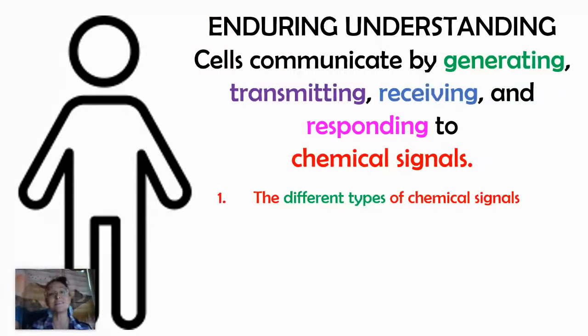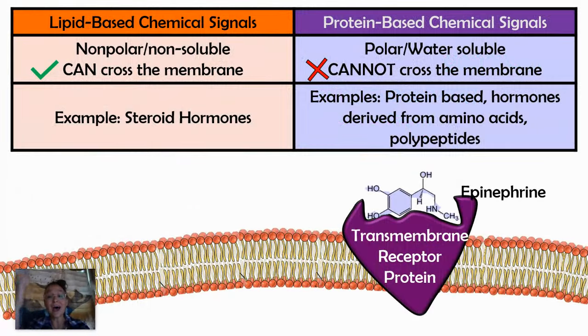Here we've talked about the different kinds of chemical signals: lipid-based and protein-based. Their chemical properties will determine how they interact with their target cells. If it is a lipid-based chemical signal or hormone, it will cross right through the membrane and its receptor will be inside the cell. If it's a protein-based chemical signal, its receptor is located within the cell membrane.